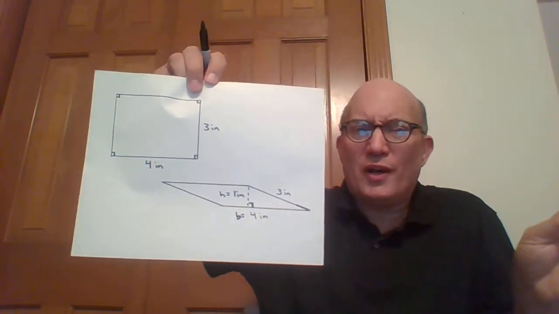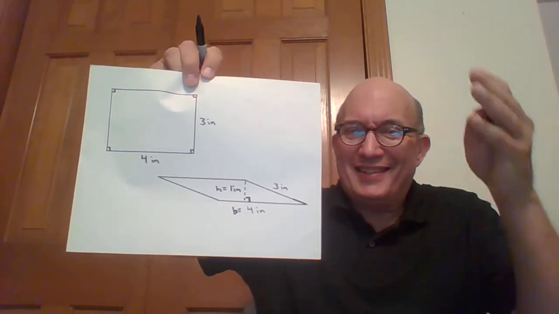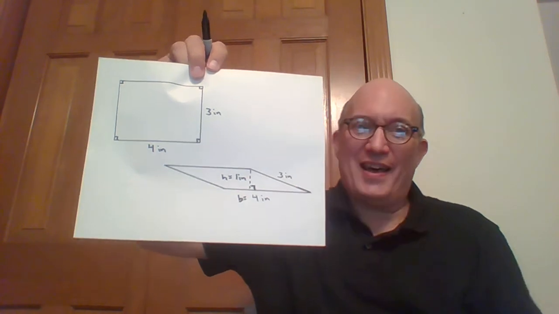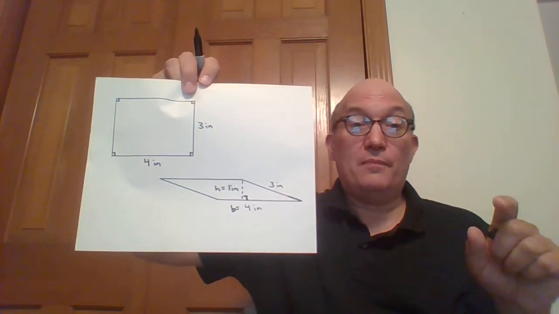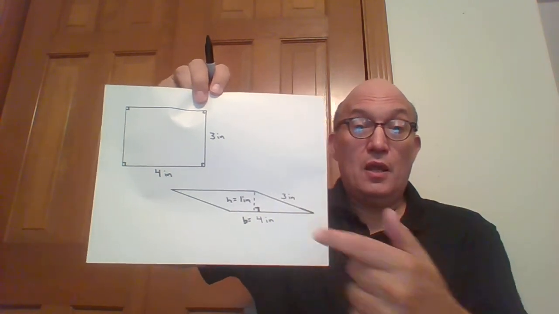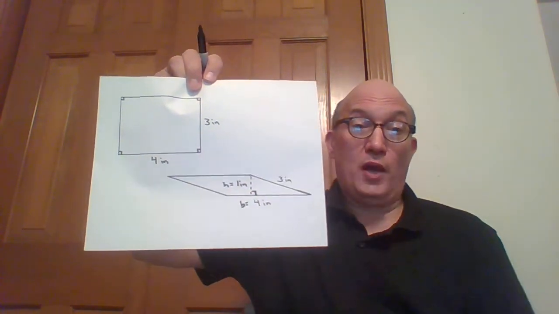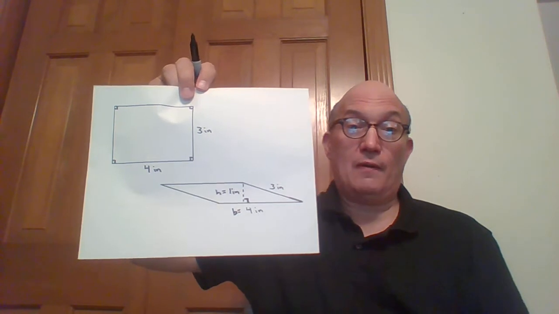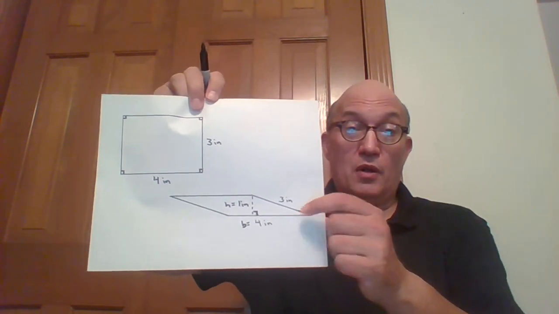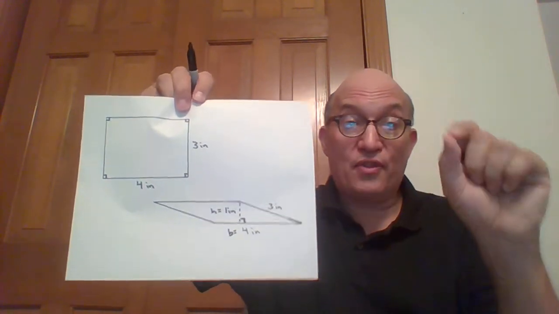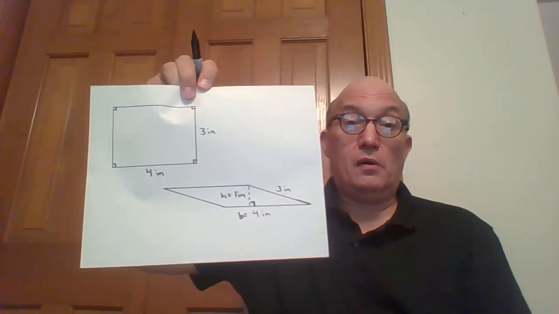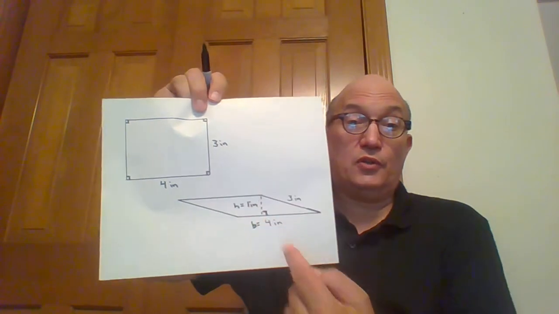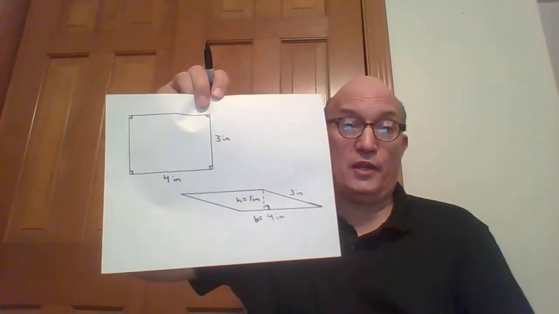Now the dashed line is not one of the sides. It's a line segment that's inside the parallelogram, but it's the height. Remember the formula for the area of a parallelogram? Base times height. 4 inches times 1 inch is 4 square inches. This parallelogram actually has 1/3 the area of this rectangle. Because this one is 4 inches times 3 inches, this one is only 4 inches times 1 inch.